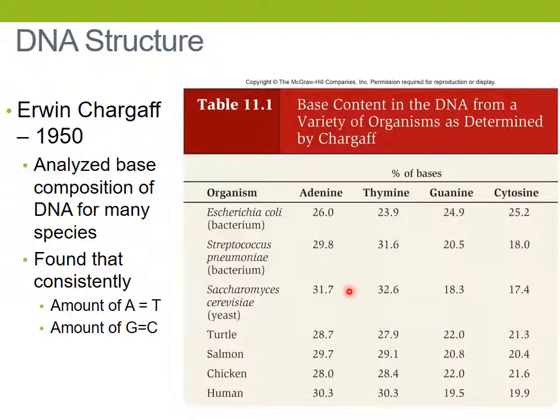Here in yeast, you have 31.7 and 32, which is roughly the same thing. Human, you have 30 and 30. E. coli, 26 and 23, very close. And the amount of G always equaled the amount of C. So here we have 22, 21, 19, 19. So it didn't matter what species you were talking about, A always equaled T and G always equaled C. Actually that work supported the idea that there were two strands and that there was this complementary base pairing between A and T and G and C.